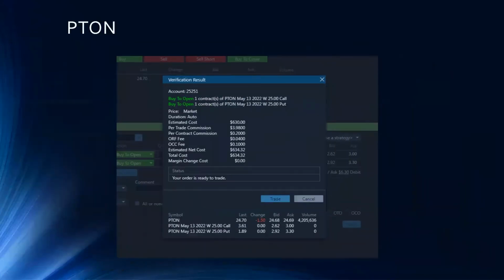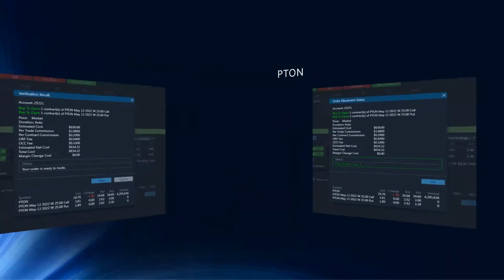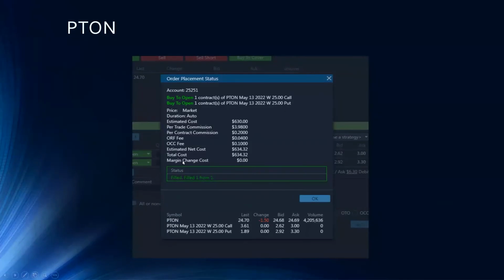Then once you put in the trade to confirm it, it lines it up. It gives you the cost per trade and the estimated cost before execution. Once again, you hit the trade to confirm it. It gives you your confirmation status, which tells you your account number, and says you're buying to open one contract of Peloton, May 13th expiration, $25 strike price call, as well as the put. Then you have your confirmed price and your total cost. So this allows you to know that your break even is where we set it, and you don't have to worry about risking any more than that.